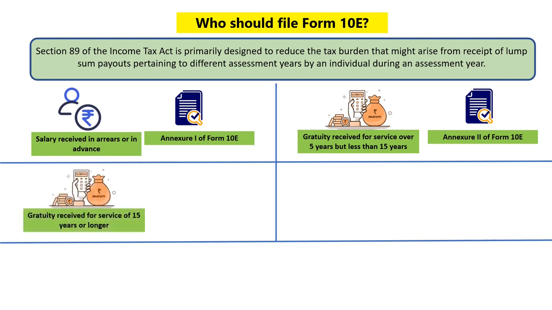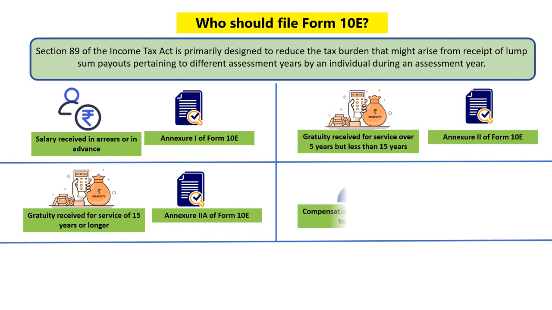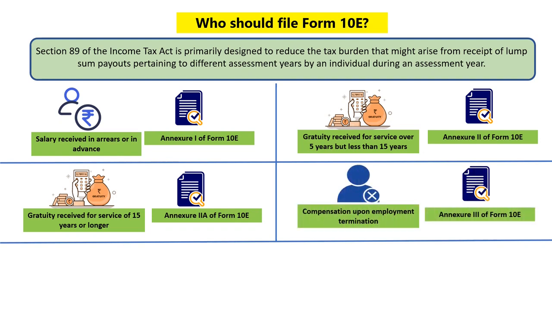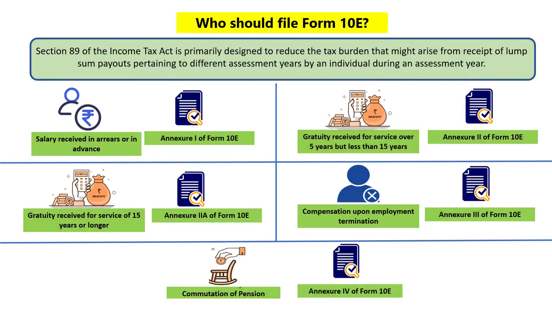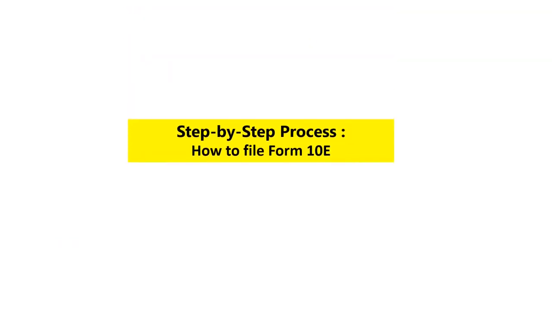In case of gratuity received for service of 15 years or longer, Annexure 2A of Form 10E shall be applicable. For compensation on termination of employment, Annexure 3 of Form 10E is required to be filed for the purpose of claiming relief under Section 89. In case of commutation of pension, Annexure 4 of Form 10E shall be applicable for claiming relief under Section 89. Let us now see the step-by-step process of filing Form 10E.